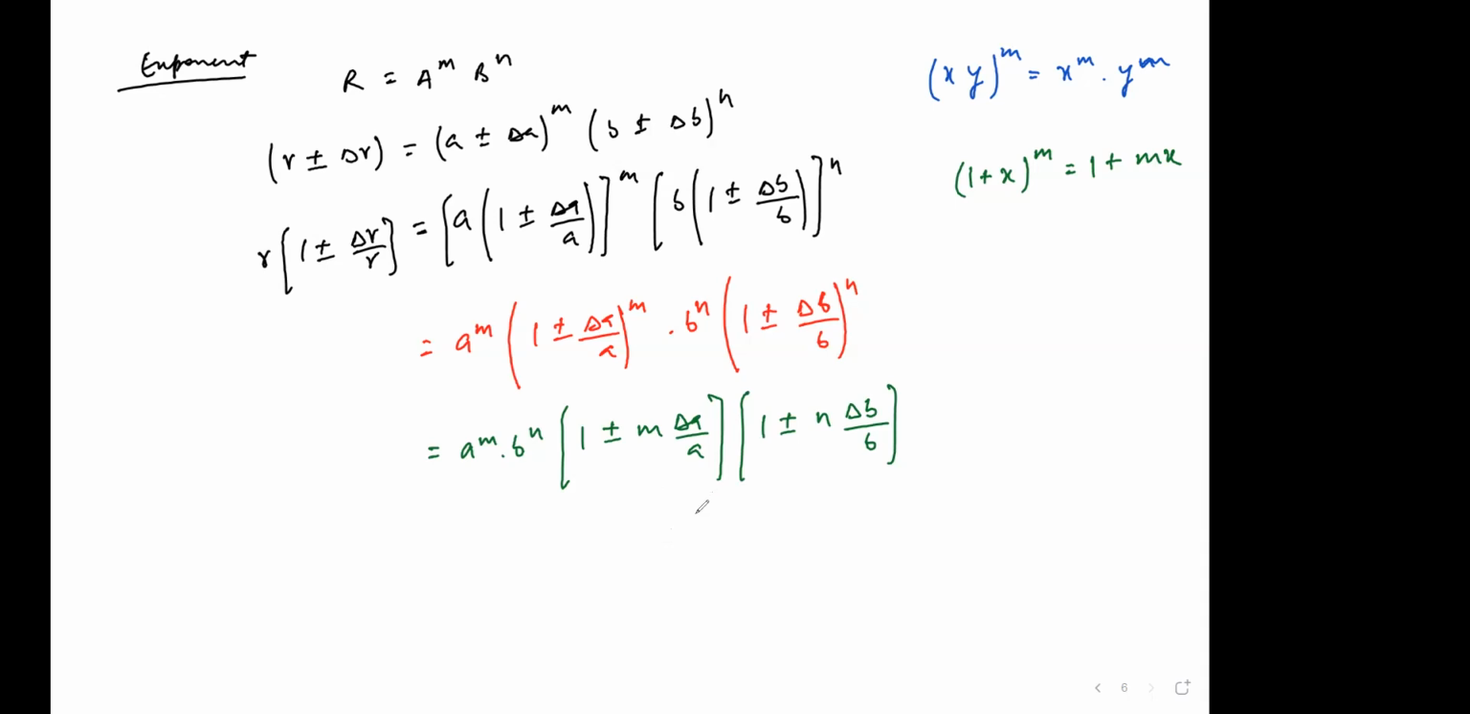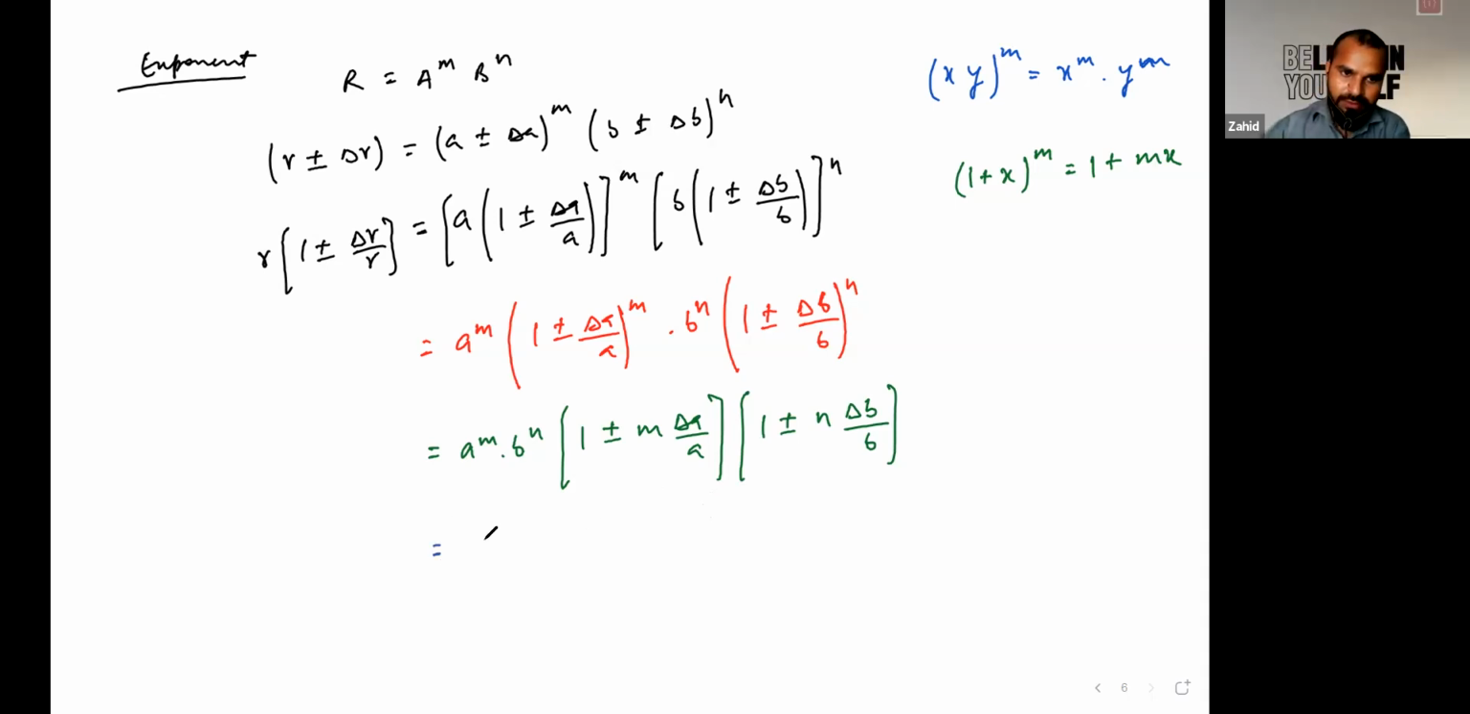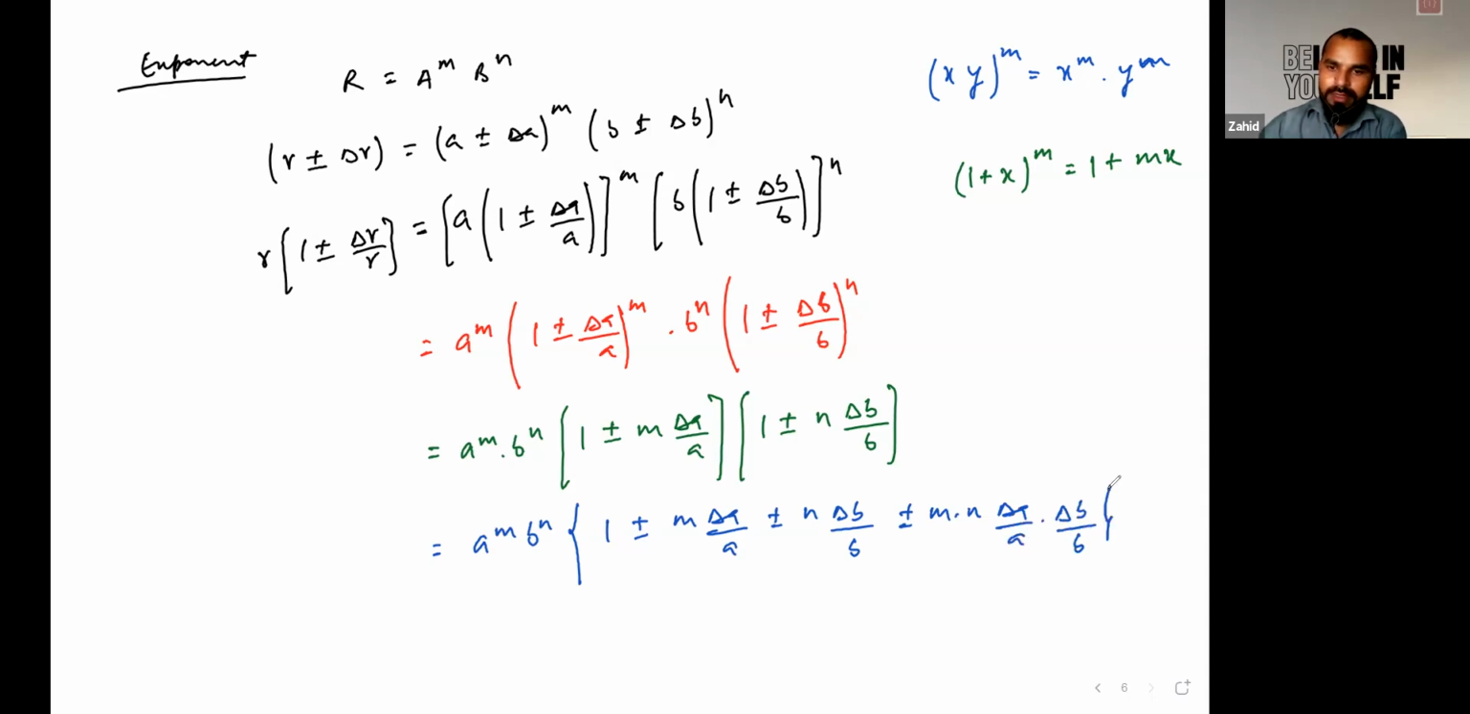Now expand this relation using the distributive law. So it will be A raised to the power M, B raised to the power N, and 1 plus minus M times delta A over A plus minus N times delta B over B plus minus M times N delta A over A times delta B over B. So we have two small parts in a product, so their result would be much smaller than them. So we'll just neglect this.